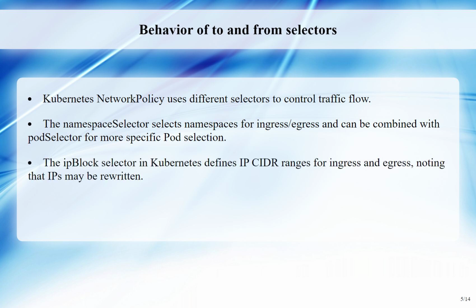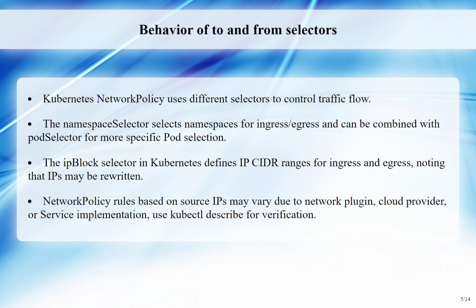The IP block selector is used to define IP CIDR ranges for allowing ingress sources or egress destinations, typically for cluster external IPs. It is important to note that in Kubernetes, the source or destination IP of packets may be rewritten by cluster ingress and egress mechanisms. This means that the behavior of network policy rules based on source IPs may vary depending on the network plugin, cloud provider, or service implementation being used. It is recommended to use kubectl describe to verify how Kubernetes interprets network policy rules, especially when dealing with IP-based rules.